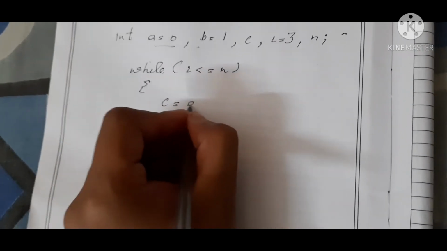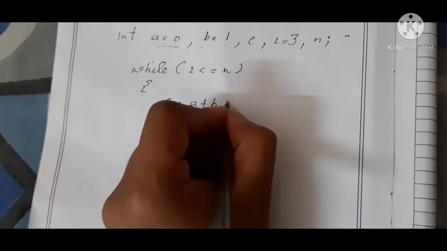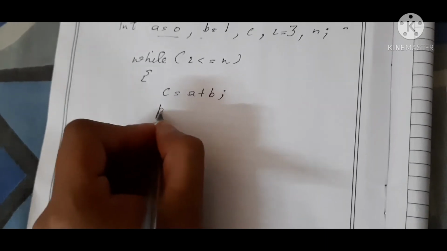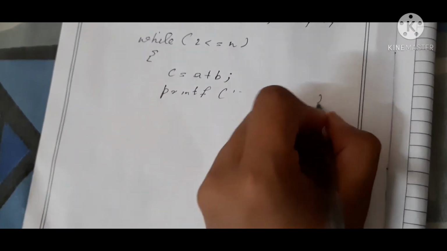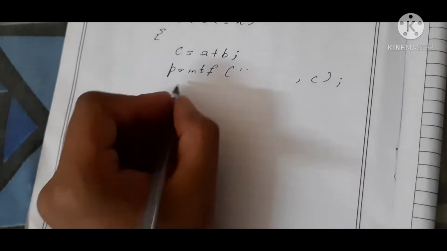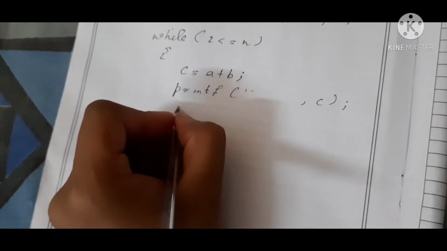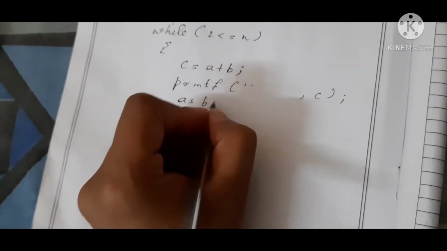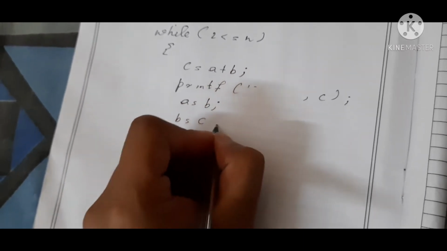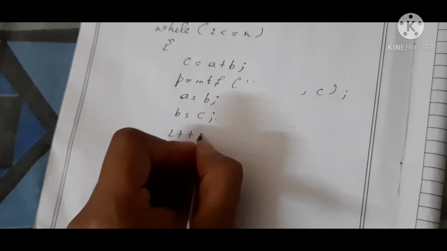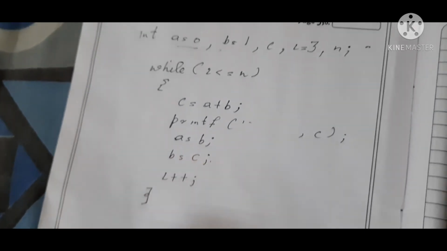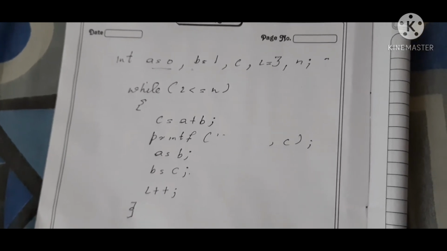If this condition is satisfied, then c is equal to a plus b. Here we have to print the value of c, and after that there is a is equal to b and b is equal to c. After that, in the last, there is the increment statement. So this is the logic I write here, the Fibonacci series logic using the while loop.